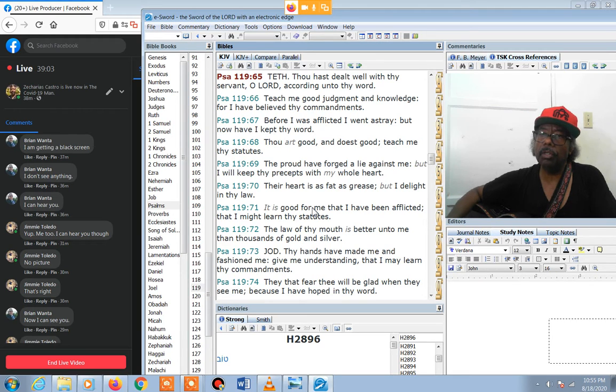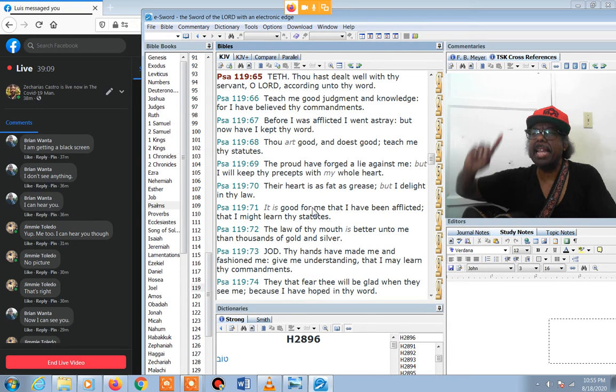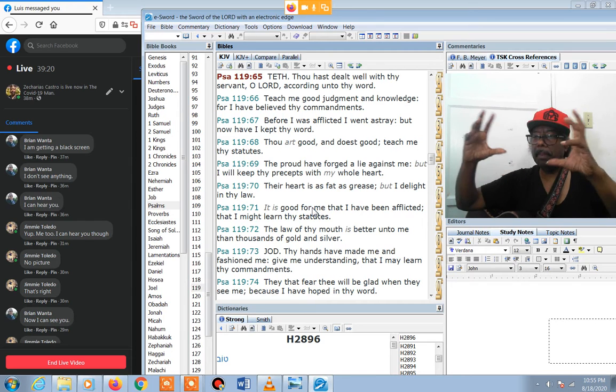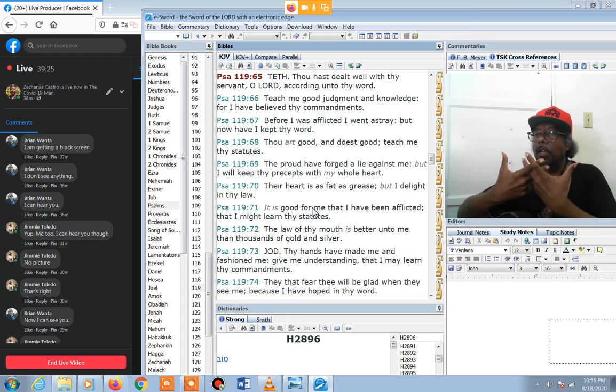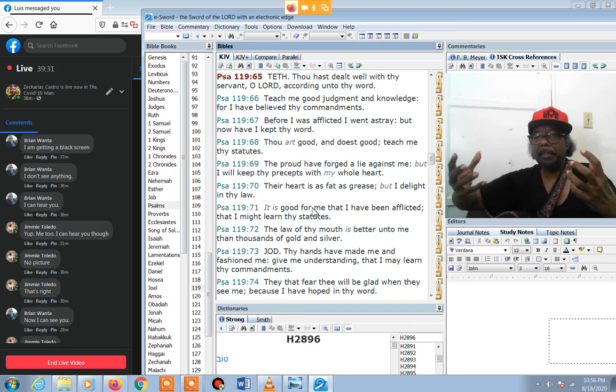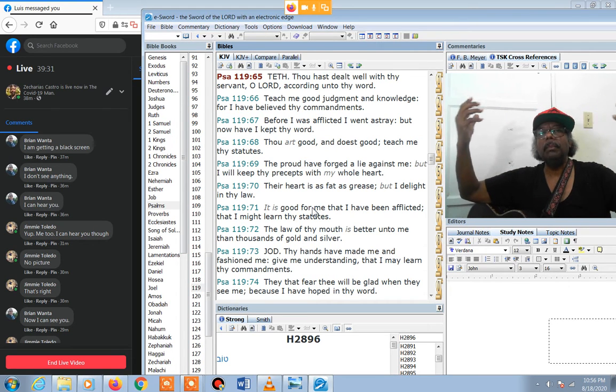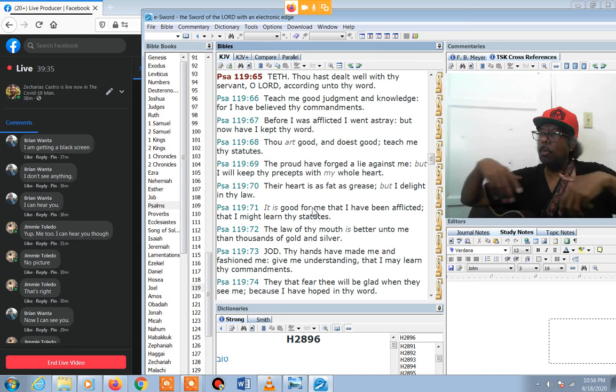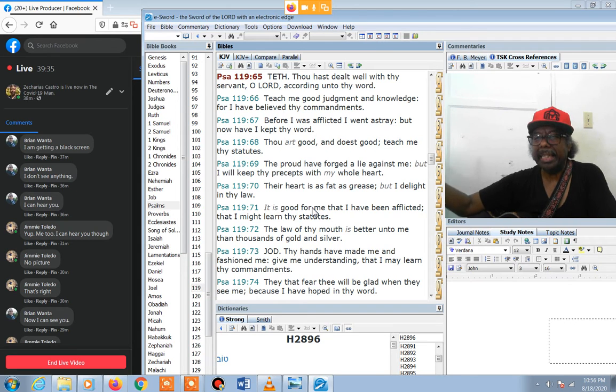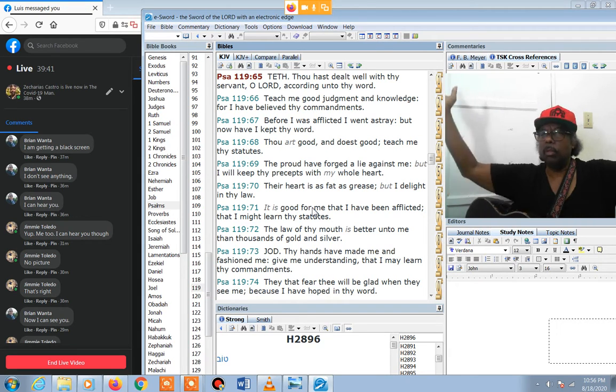Okay, so verse 72 says, "The law of thy mouth is better unto me than thousands of gold and silver." And in this verse, the word "better" is tub. The law of thy mouth is tub. It's the basket that collects the assembled products of the Torah, the whole things put together in there. And having that, to me, is more precious, more valuable than thousands of gold and silver, that innumerable amount of gold and silver.